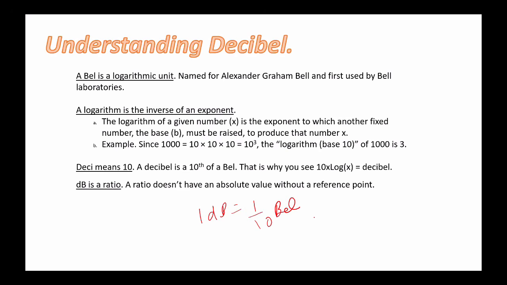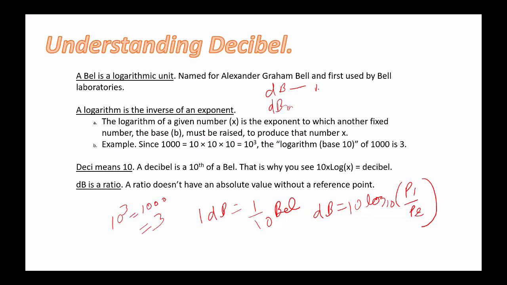So we use dB equals 10 log10 of P1 by P2, right? Why logarithms? Because a logarithm is the inverse of an exponent. For example, 10 to the power 3 is equal to 1000, but the logarithm of 1000 is 3, right? This thing you also have to remember: dB versus dBm. dB is the relative ratio, but dBm is the absolute power referenced to 1 milliwatt.